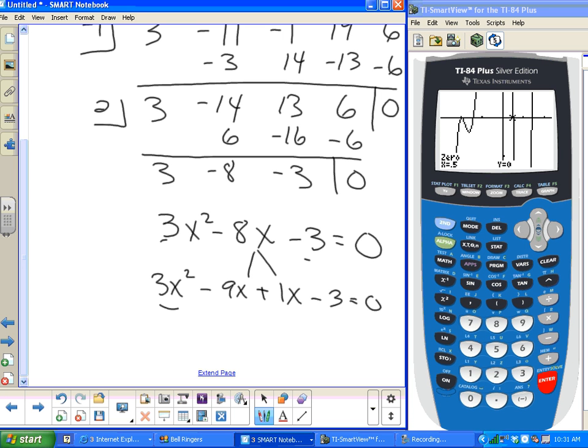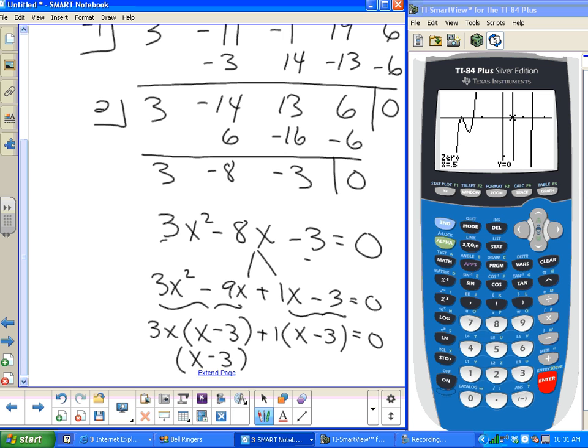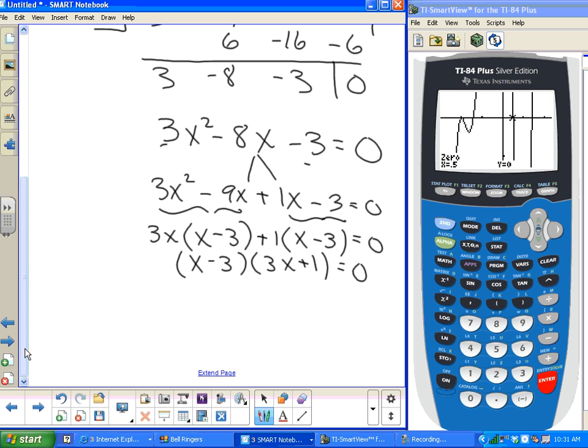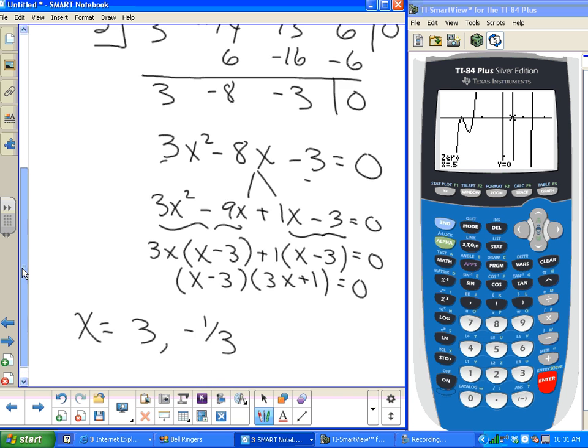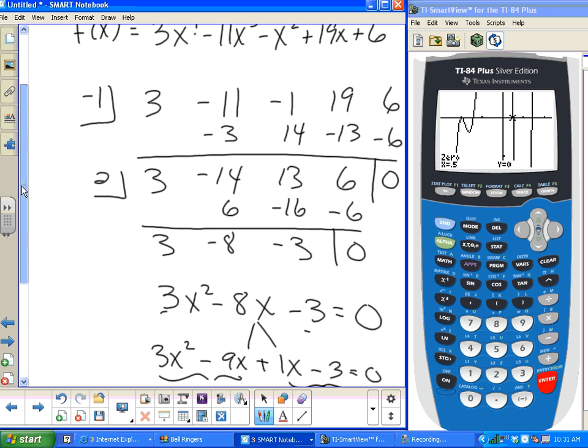All right, now, so let's see, let's group them. So what can I get out of this first group here? 3x, all right, that'd leave me with x minus 3. And then factor out of 1, that would leave me with x minus 3. Yeah, so we get x minus 3 times 3x plus 1. Okay, so now let's start listing out our zeros. 3 and negative 1/3. Now, y'all remember getting those on the graph earlier? Okay, now what were the other ones? Negative 1 and 2.